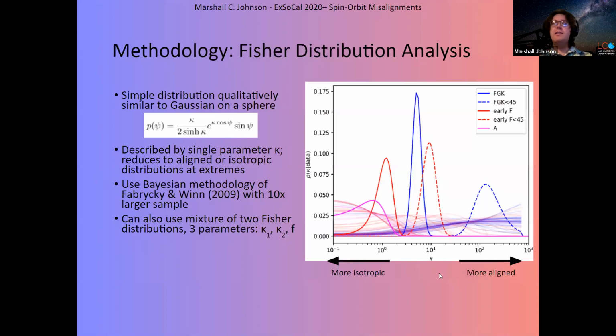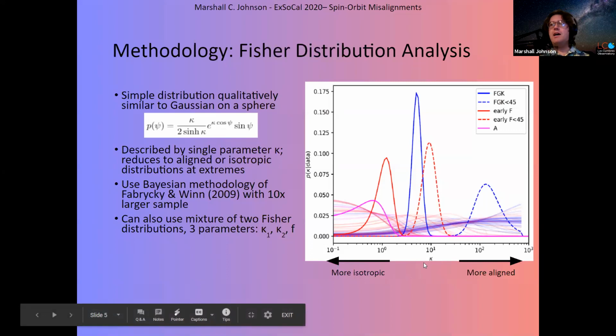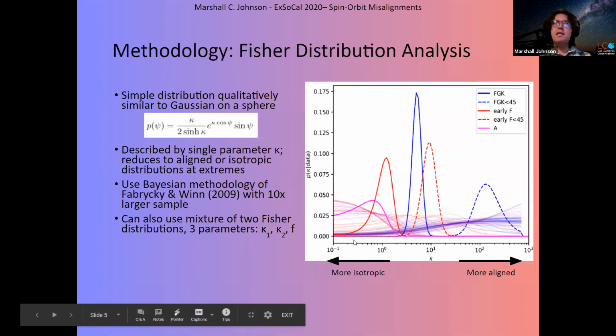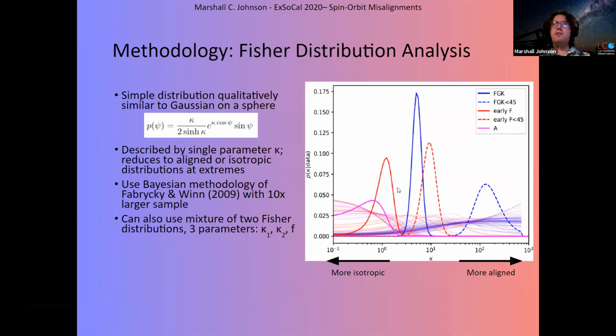So I'm going to be showing several plots like this. These show the value of kappa that I've inferred from the distribution of measurements for a given population. Smaller values of kappa correspond to more isotropic distributions of these spin-orbit angles, whereas larger values of kappa correspond to more aligned orbits. Here I'm showing the distributions for the FGK stars in blue, those cool stars, versus the hotter stars in red and magenta. And this quantitatively confirms the pattern that's been seen for the last decade, that the FGK star hot Jupiters are preferentially more aligned than those around hotter stars.